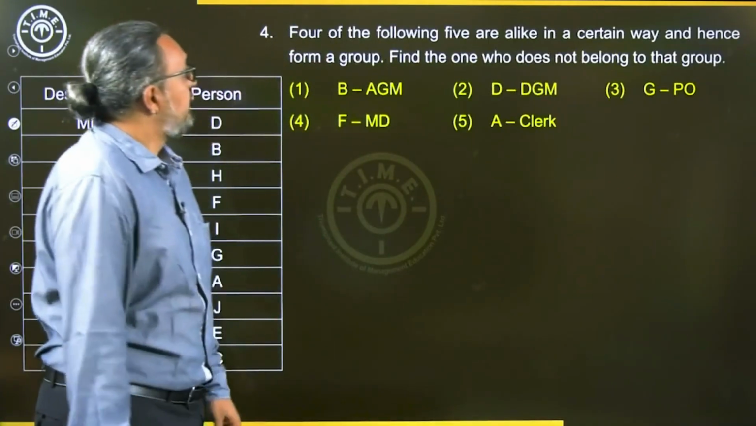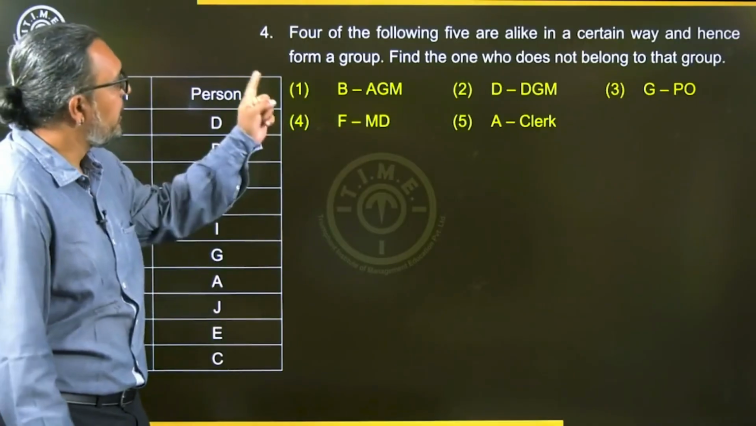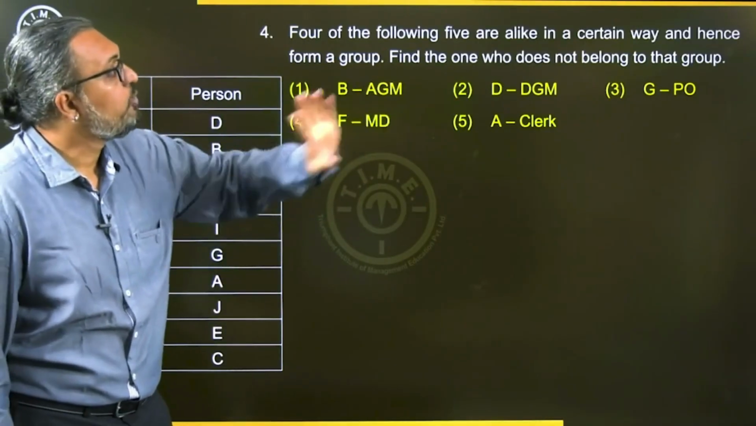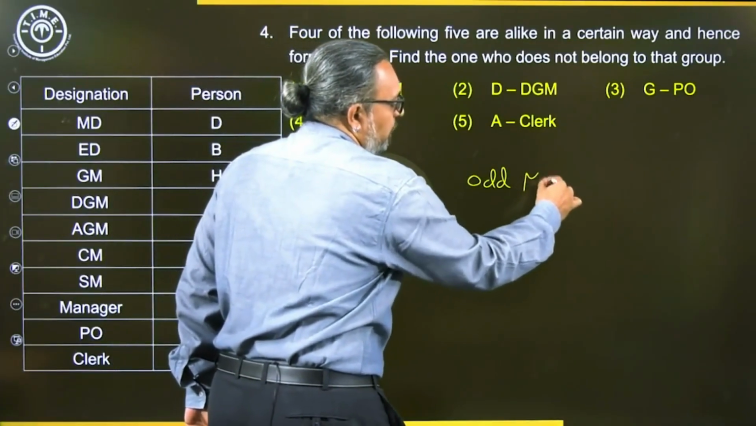Great. Then 4 of the following 5 are alike in a certain way and hence form a group. Find the one who does not belong to that group. So it's an odd man out format.